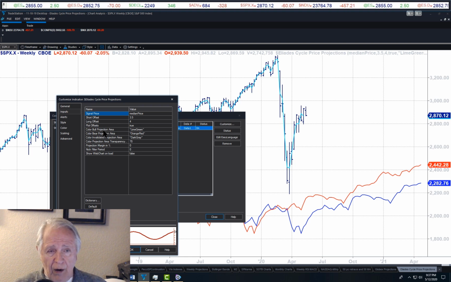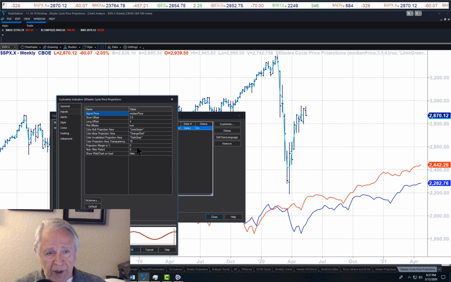This gives you the colors for the bullish projections, green to the upside, downside projections, kind of an orange-red. And once a projection is given and then invalidated, it turns gray. This is simply a transparency of the color projection area. You can make that darker or lighter as you wish.